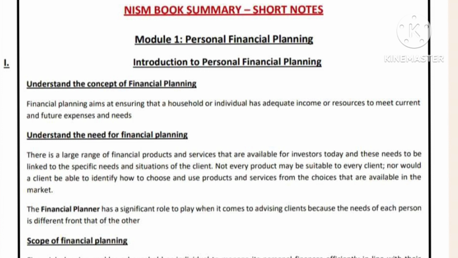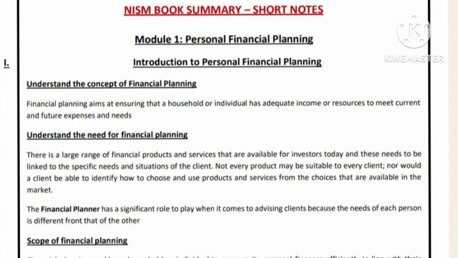So now let's see the chapters in investment advisory. There are 20 chapters in this certification. There are 6 modules. In the first module, there are 4 chapters. The name of the first chapter is Introduction to Personal Financial Planning. So friends, first of all, we have to understand the concept of financial planning. What is the meaning of financial planning?